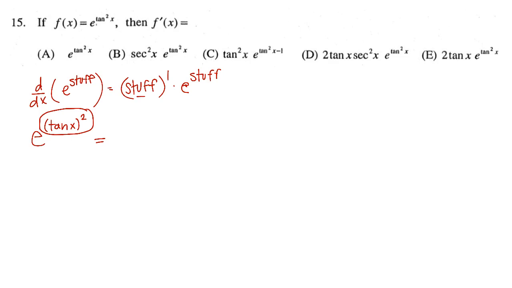So when we do our stuff prime, we're going to have 2 tangent x all to the first times the derivative of the inside. The derivative of tangent x is secant squared x, and then just times e to our stuff. So then times e to the tangent squared x. So that looks like we're going to get answer choice D.